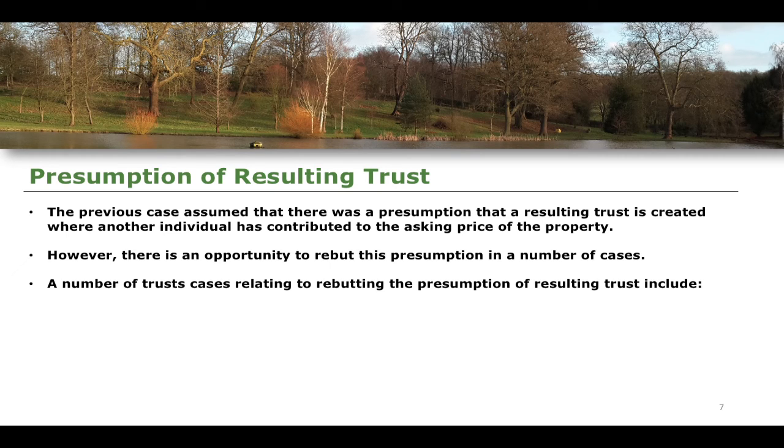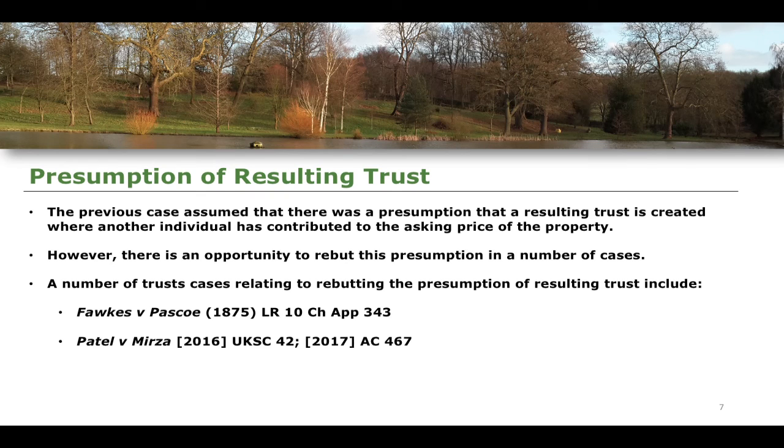Now, there are a number of trust cases that relate to the rebutting of the presumption of a resulting trust. These include the case from 1875 of Fawkes and Pascoe. We also have the 2016-2017 case of Patel and Misra, and we also have the Henderson and Dorset Healthcare case in 2020. If you want me to go into these cases in more detail, potentially as a case summary video, I will do so in future lessons.